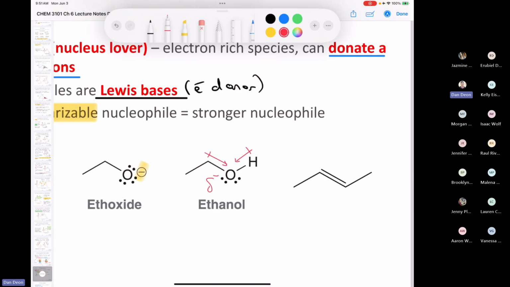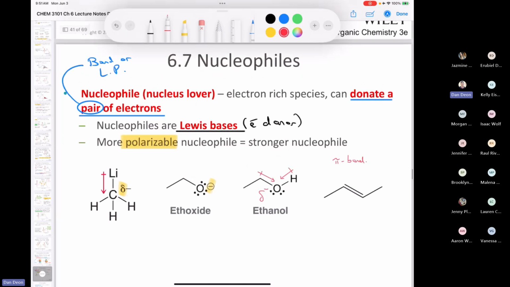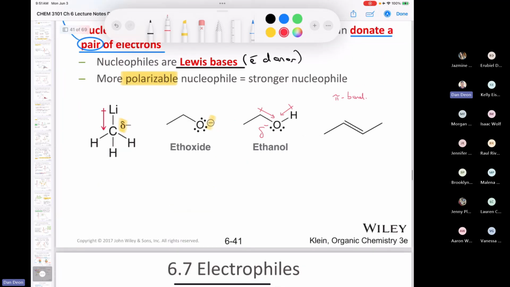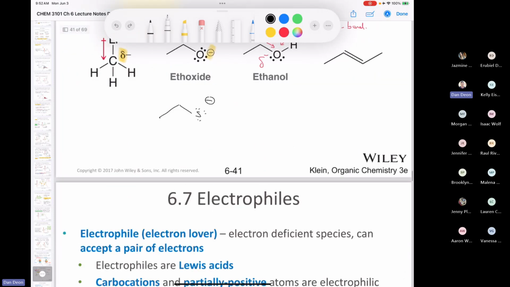Then we have a pi bond, right? Pi bonds, you know that pi bonds are weaker than sigma bonds. So a pi bond can act as a nucleophile as well. Now, if I was to compare ethoxide versus this sulfur anion here, this is called a mercaptide. Anyhow, the name's neither here nor there, but you would say that this is a stronger nucleophile than this. Why? Again, because sulfur is more polarizable than oxygen. Okay, and this is going to come up more as we move on in the class.